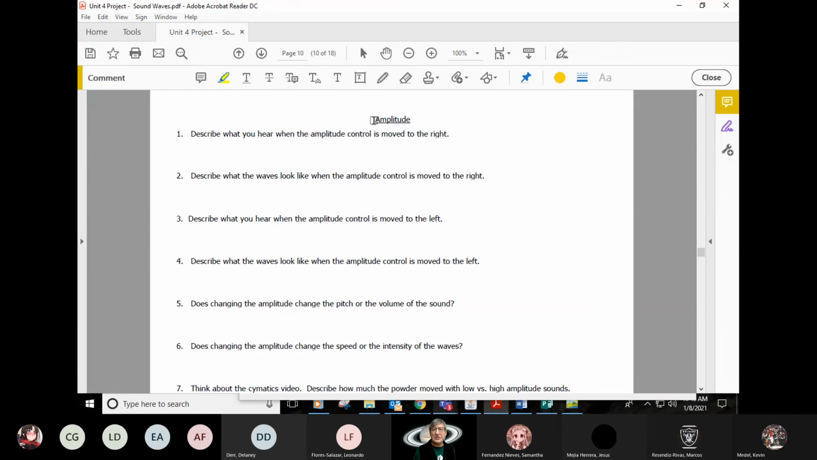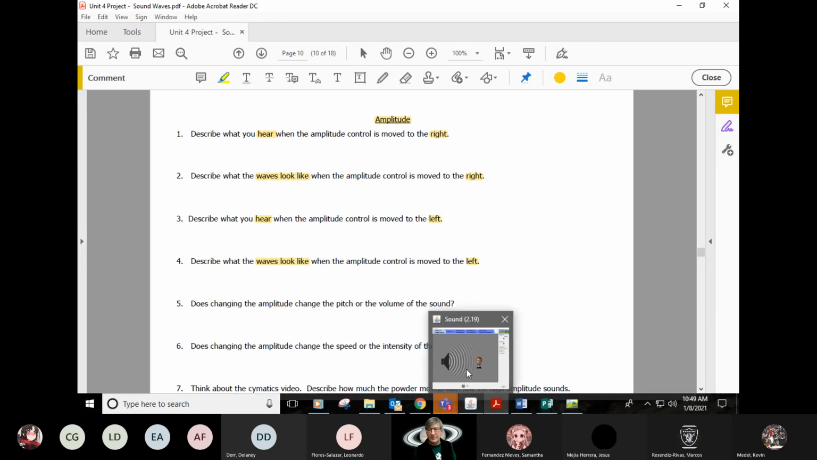So we're going to talk about amplitude. And what I want you to notice for number 1, you describe what you hear when the amplitude control is moved to the right. For number 2, describe what the waves look like also when we take that control to the right. Then we're going to do the same thing, describe what we hear when we move it to the left, and describe what it looks like when we take it to the left. Okay? So let's go ahead and do this.